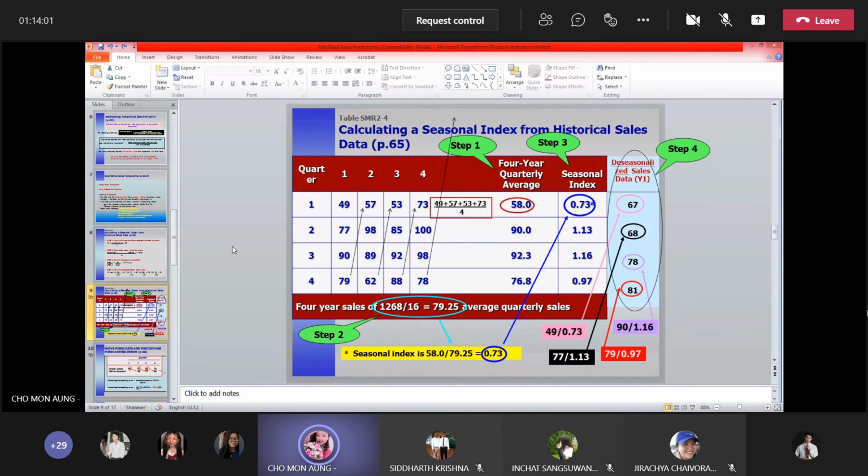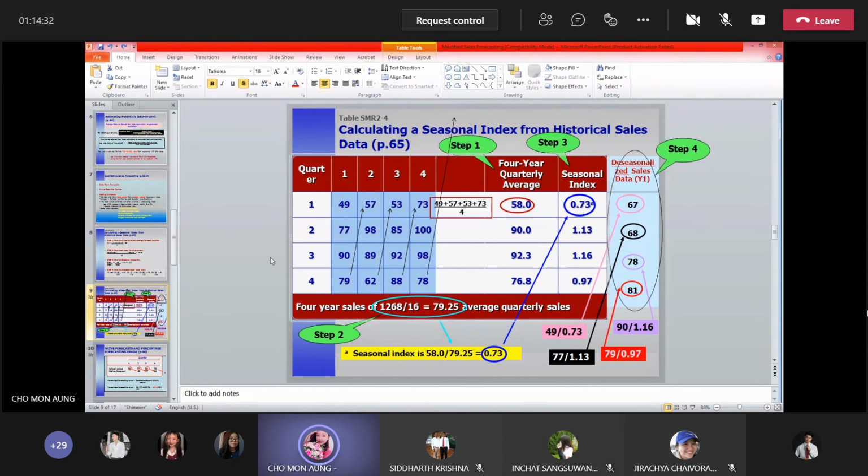Before we come to this example, let me tell you one thing. Look at this table. Quarter 1, 2, 3, 4. We have 4 years and 4 quarters. 4 multiplied by 4, we have a total of 16 sales data. We can call these 16 data year 1, quarter 1, year 1, quarter 2, and so on for each year and quarter.